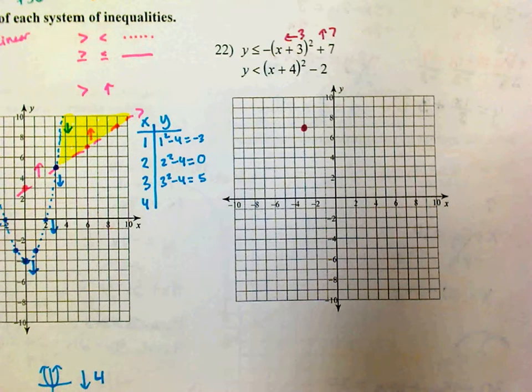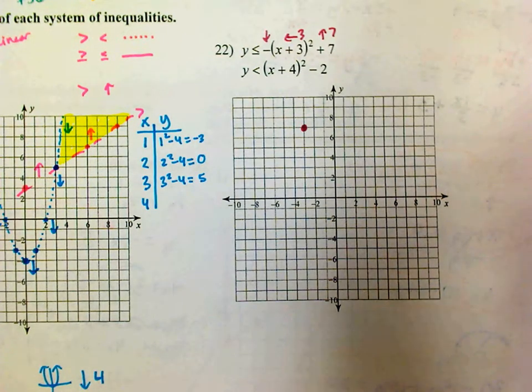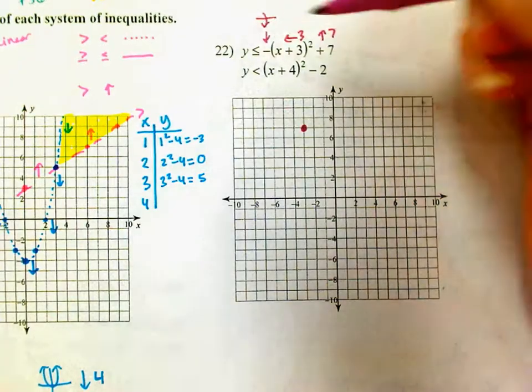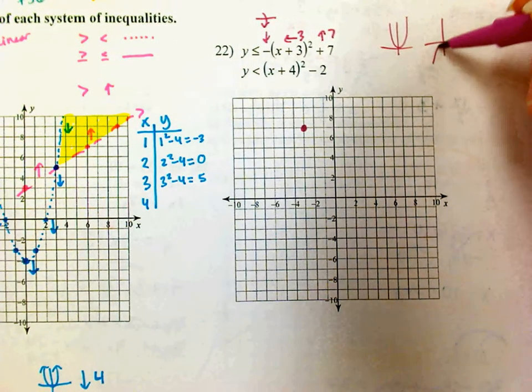Okay, now there's a negative in the front. What does a negative do to my function? Yes, it flips it. Okay, so normally a parabola looks like this. Our parabola is going to look like that, right? Okay, it's going to open down.